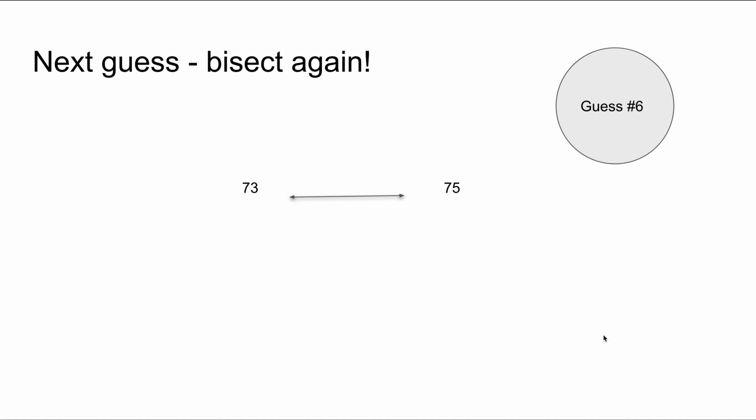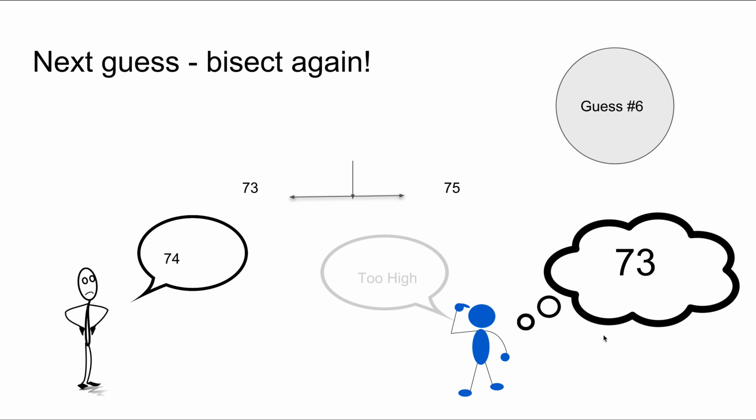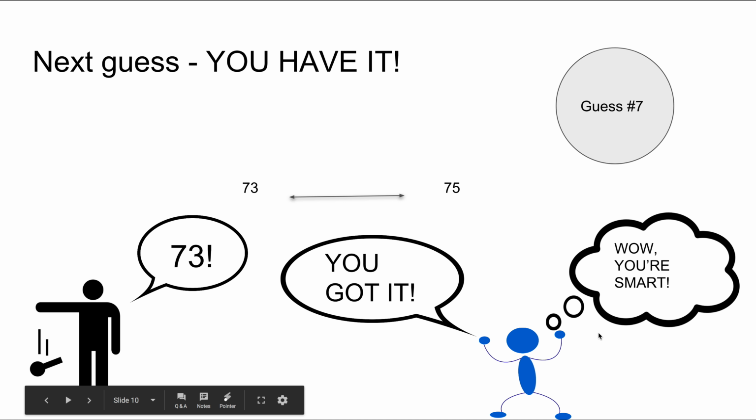Of course, guess number 6, by following the formula, you don't know how close you are, but you know you're pretty darn close. You're going to guess 74. And once you guess 74, they're going to tell you it's too high. But if 74 is too high and the number set starts at 73, guess what? 73 is your answer. You've got it. You get it in 7 guesses, and the person thinks you're wicked smart.